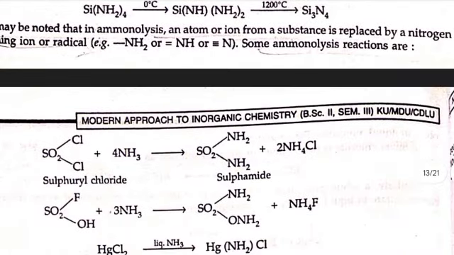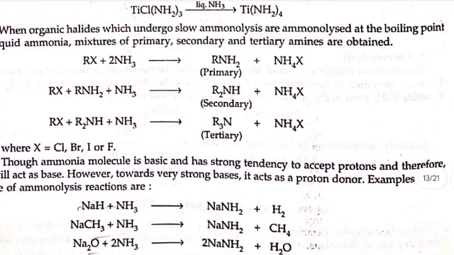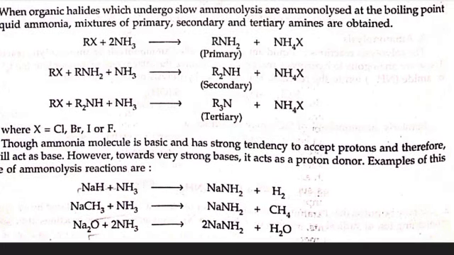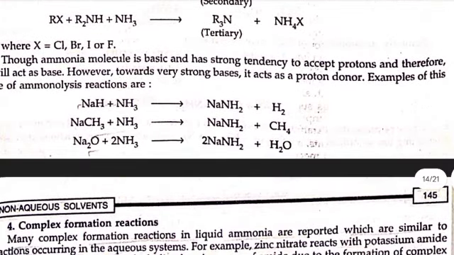It may be noted that in ammonolysis, an atom or ion from a substance is replaced by a nitrogen containing ion or radical. When organic halides which undergo slow ammonolysis are ammonolyzed at the boiling point of liquid ammonia, mixtures of primary, secondary, and tertiary amines are obtained. For example, RX plus NH3 gives primary amine and ammonium halide. Alkyl halide plus RNH2 plus ammonia gives secondary amine plus ammonium halide. Alkyl halide plus R2NH plus ammonia gives tertiary amine and ammonium halide.